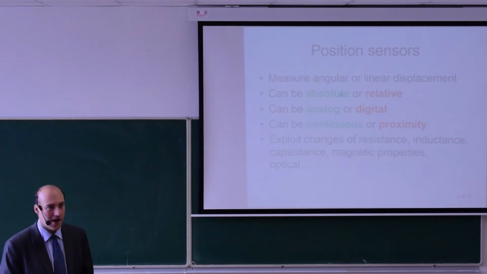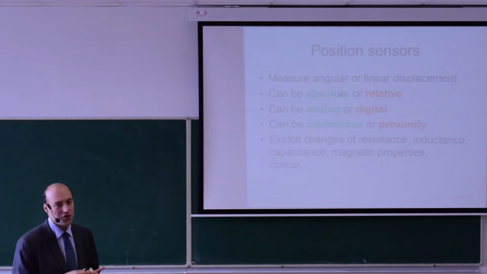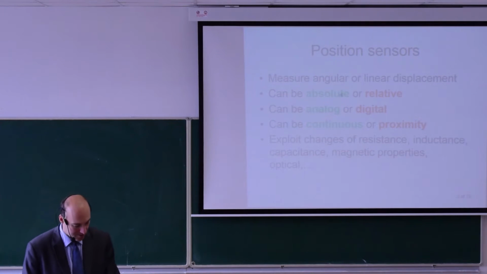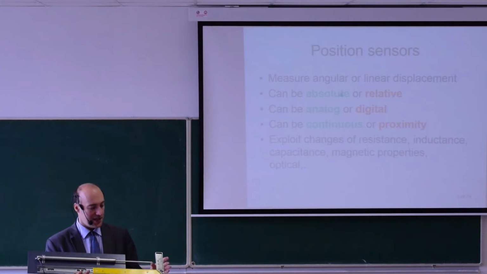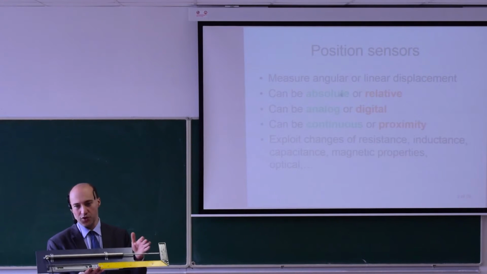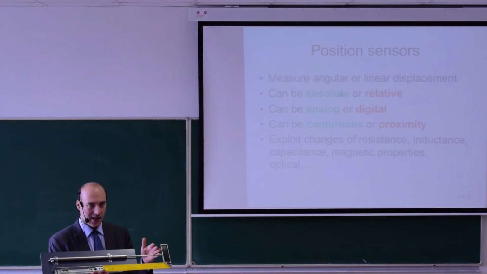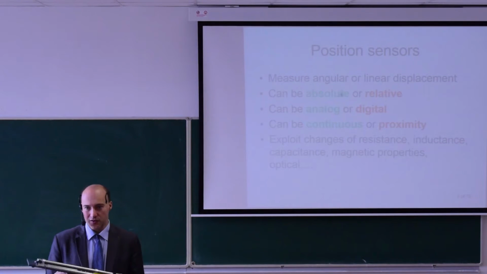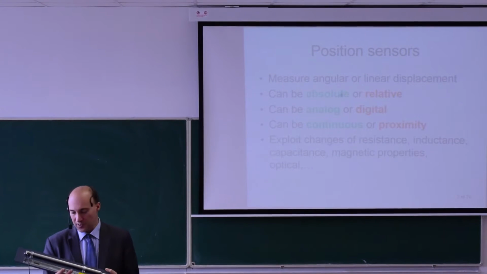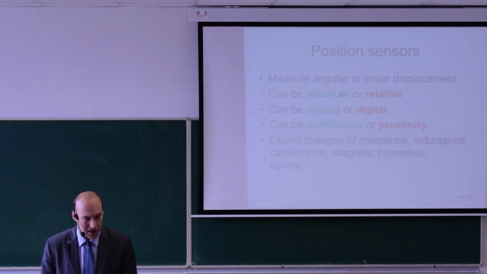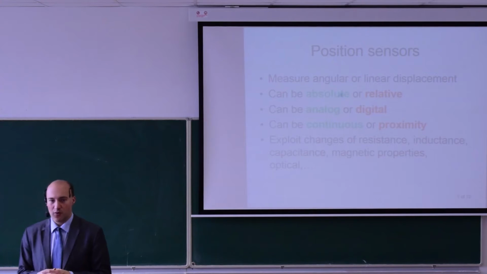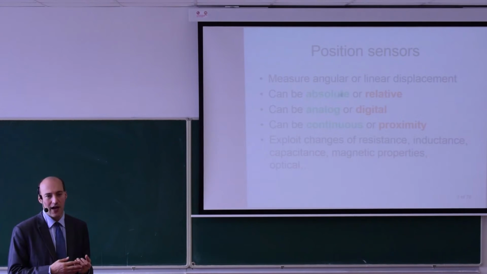The fourth criteria may be whether the sensor is continuous or a proximity sensor. A continuous sensor looks like this, and it is able to give you a signal that is proportional to the current position of your object. On the other hand, proximity sensors just say the object is there or the object is not there. They detect whether you see the object or not, but they do not give you information about the distance between the sensor and the object.